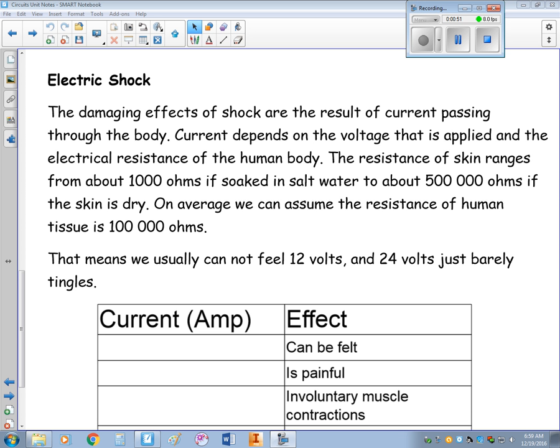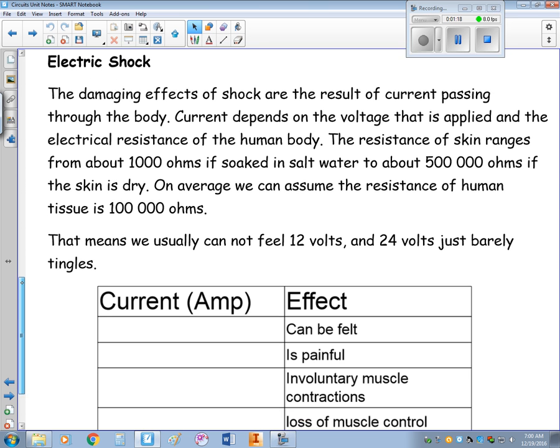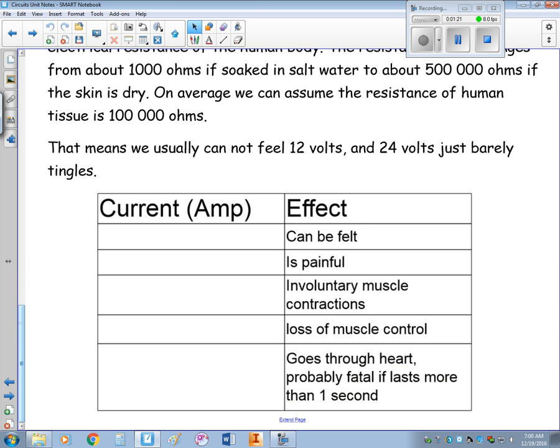So skin, the resistance of skin. If you have your hand soaking in salt water, the resistance of your skin is around 1,000 ohms. And if your skin is nice and dry, then the resistance will be around 500,000 ohms. So on average, we can assume right around 100,000 ohms. What that kind of means is that we usually do not feel 12 volts, and maybe 24 volts would just barely start to tingle.